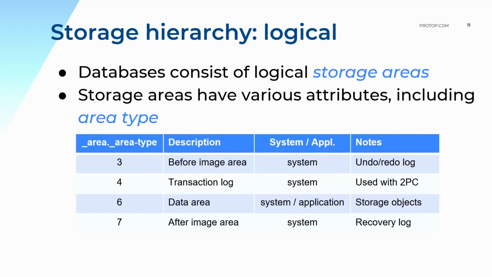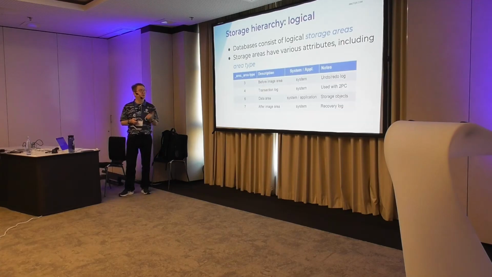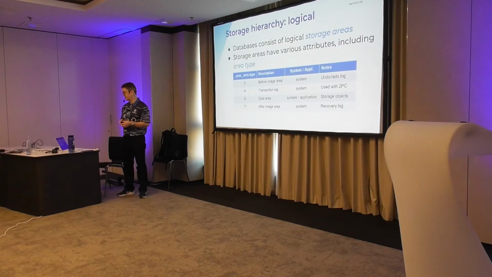I'm kind of zipping through this because I'm hoping most of this is review for everybody. So in the logical hierarchy of the database, we have storage areas, and every area has a variety of attributes, one of which is the area type. And we've got a table here of the 4 area types in the database.